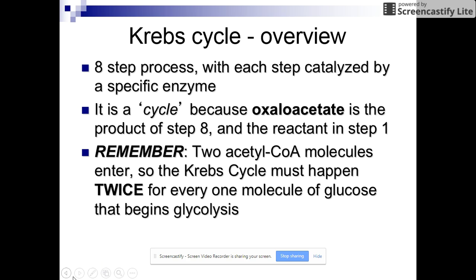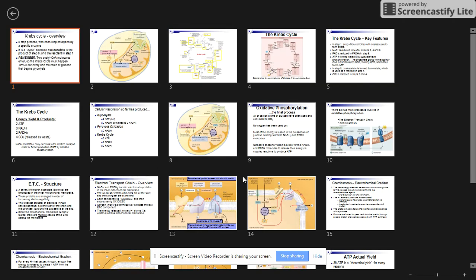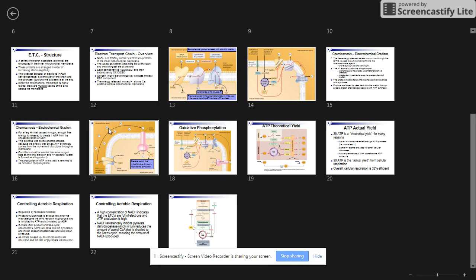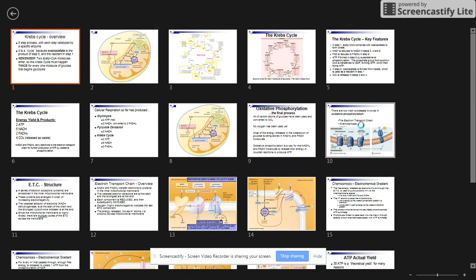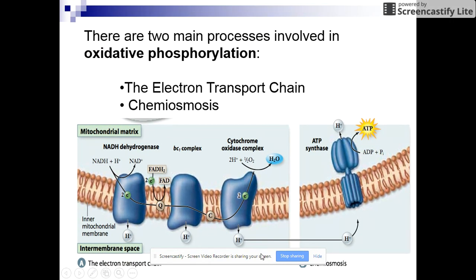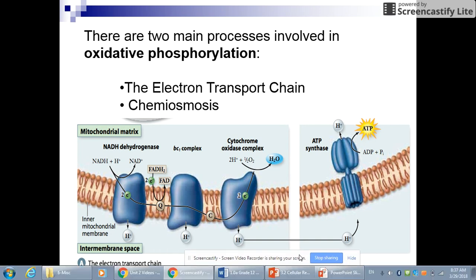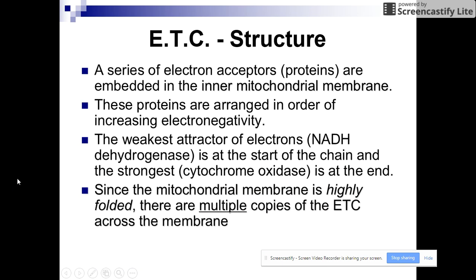So picking up where we left off, the electron transport chain, I believe we were here. We just used it as an overview, this slide. So now we're ready to move into the actual process. So we'll look at the structure of it first. And as you can see in the diagram, we're along the inner mitochondrial membrane.